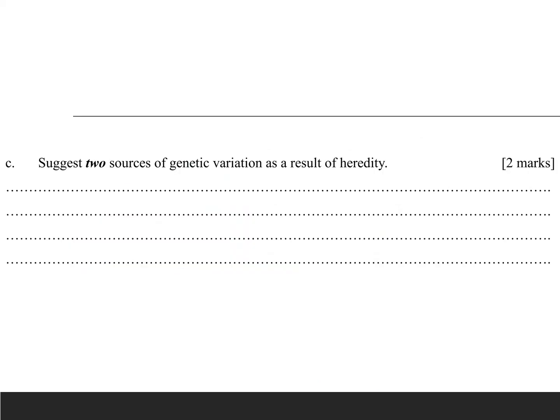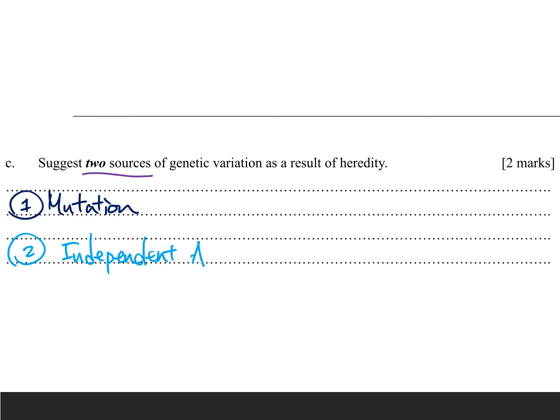The very last question, can you suggest two sources of genetic variation as a result of heredity? You can give me any one, such as you can think of mutation, maybe 突變. This is one reason. What else? You can think about the process in meiosis. Some of the processes in meiosis also give rise to genetic variation, such as number 2, you can talk about the independent assortment of chromosomes in meiosis.